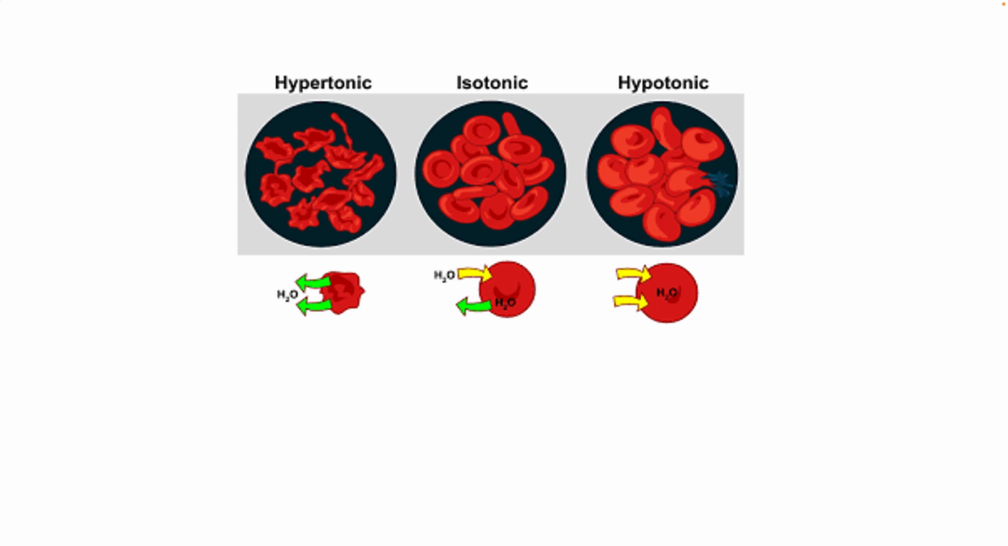So in this slide it shows here hypertonic means it shrinks the cells. Isotonic means it maintains the same size of the cells, and hypotonic means the cell swells. So let's talk in detail about why this happens. Let's first start off by talking about the semipermeable membranes in our cells.